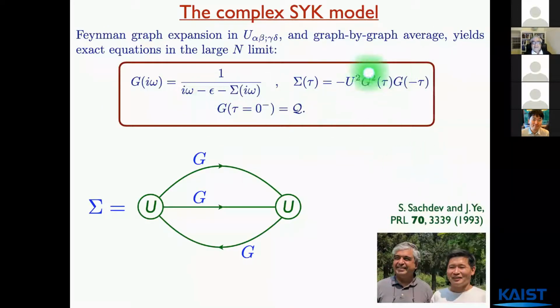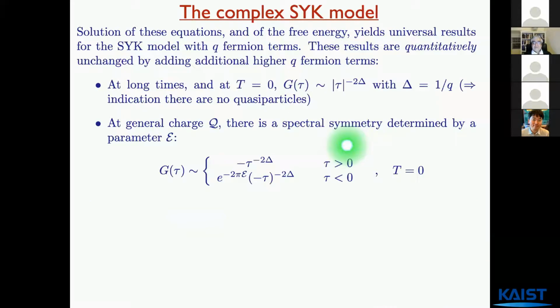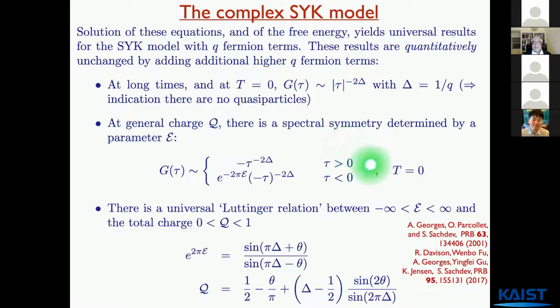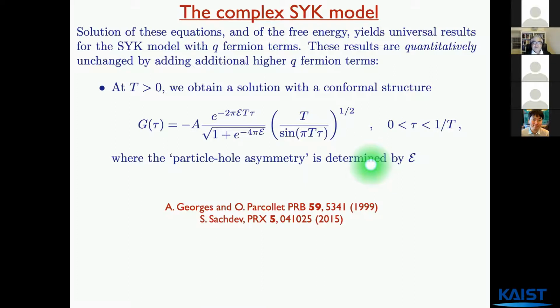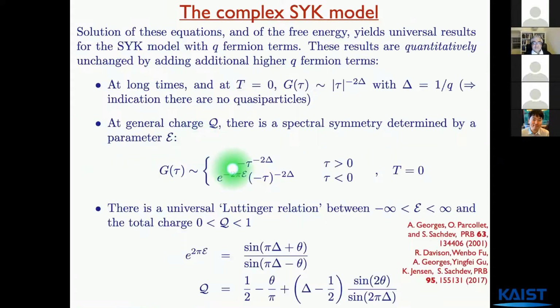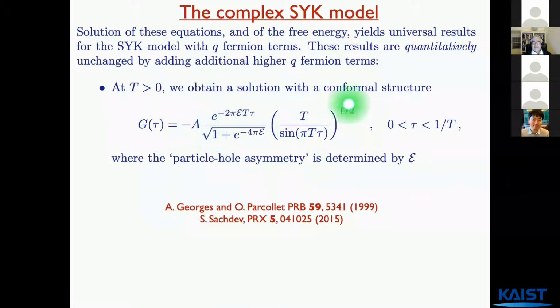We didn't realize this in '93. If you just look at, so I showed you the solution of the equation at 0 temperature. It turns out these equations, and I'll show that in a few minutes, have a conformal invariant structure. And because of that, you can get the solution not just at 0 temperature, but at finite temperature by a conformal mapping. So once you know the answer at 0 temperature, which is this one, then as long as temperature is also much smaller than u, then you can get the answer at finite temperature.